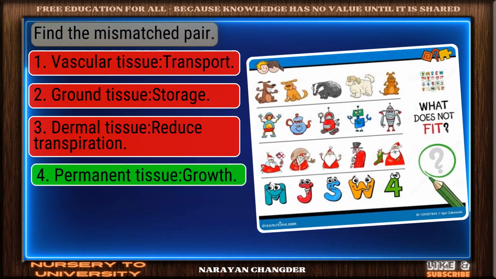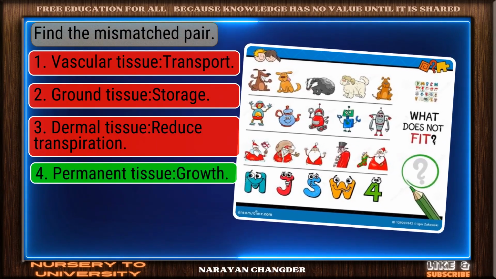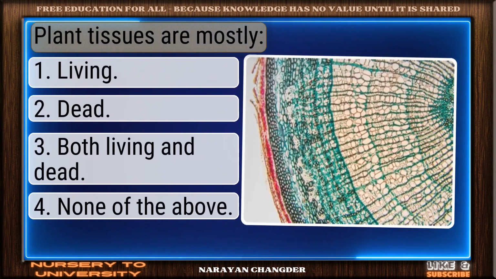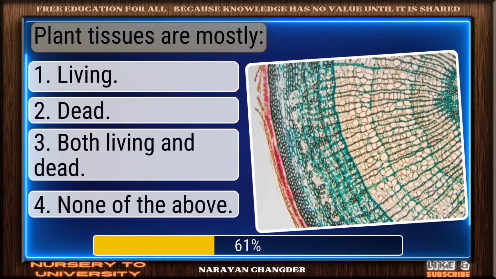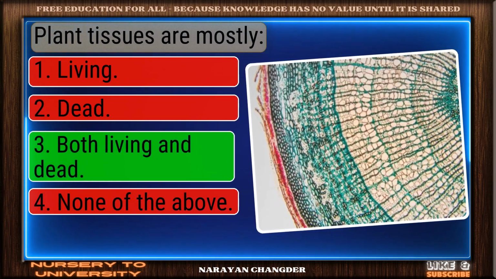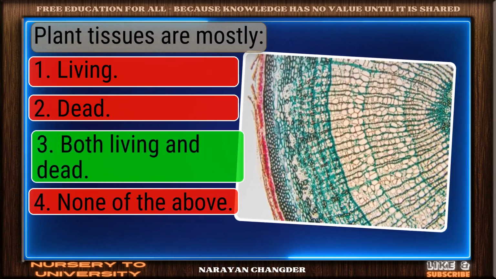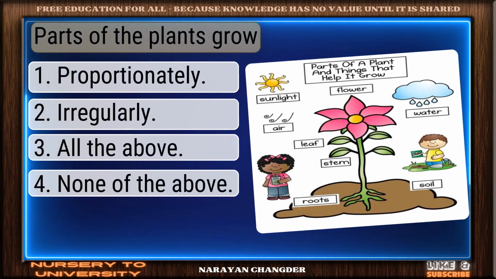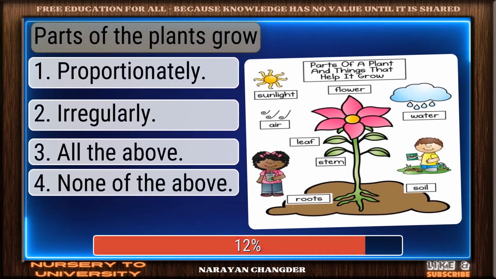Nice work. You chose permanent tissue, growth, and it is correct. Question number 106. Plant tissues are mostly. Smart pick. Both living and dead is the correct choice. Question number 107. Parts of the plants grow.